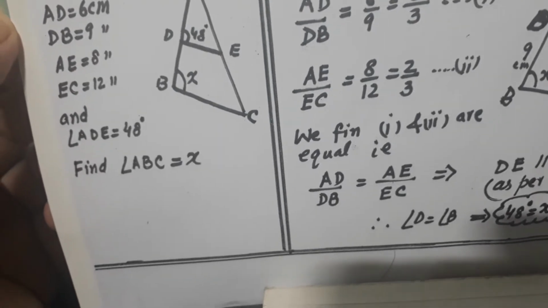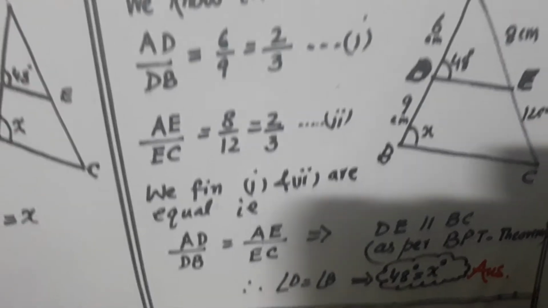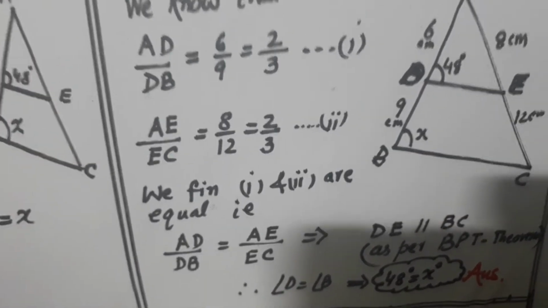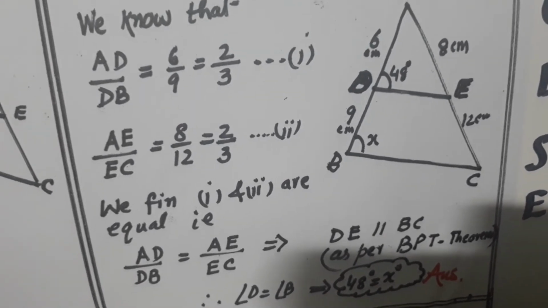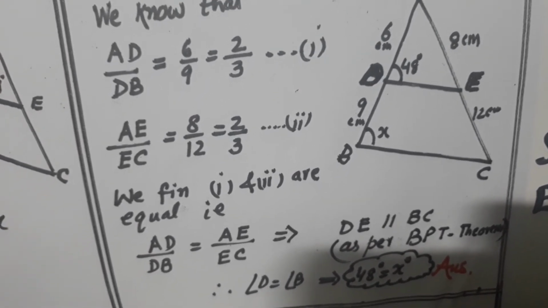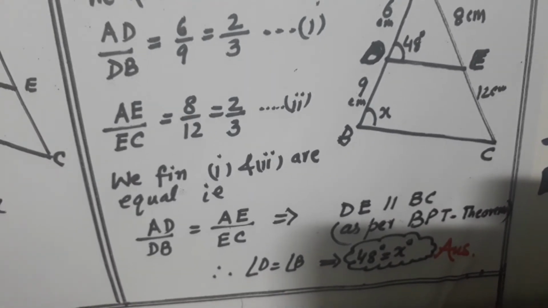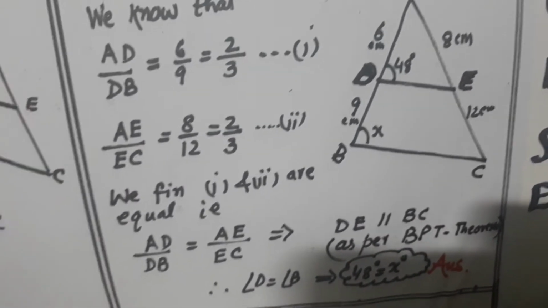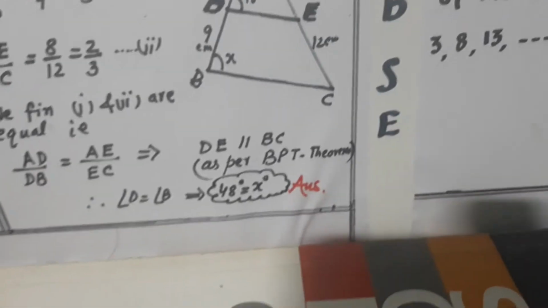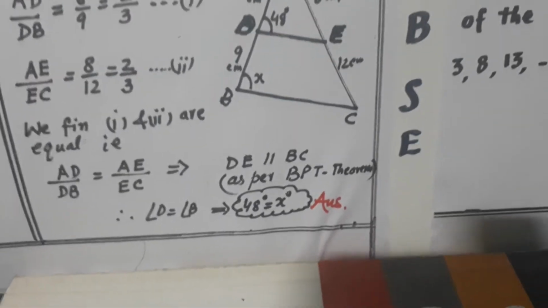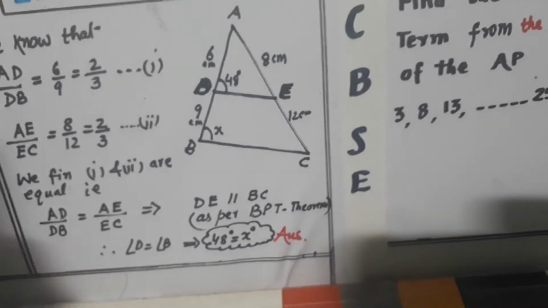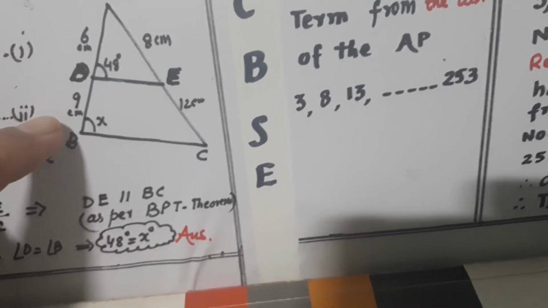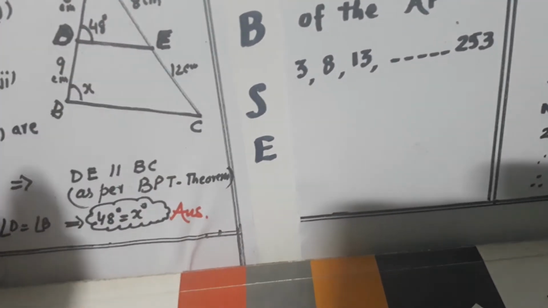AD over DB is 6 over 9. That is 2 over 3. AE over AC is 8 by 12. It is again 2 by 3. First and 2 are equal. Equating them, what do we find? AD over DB is equal to AE over EC. So this part over this part is equal to this part over this part.